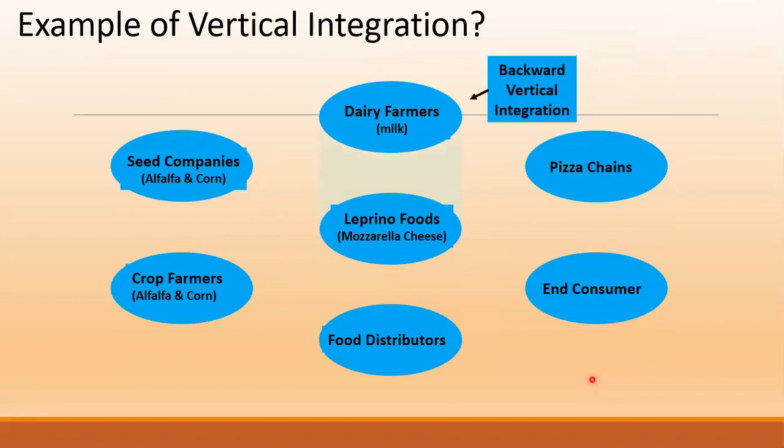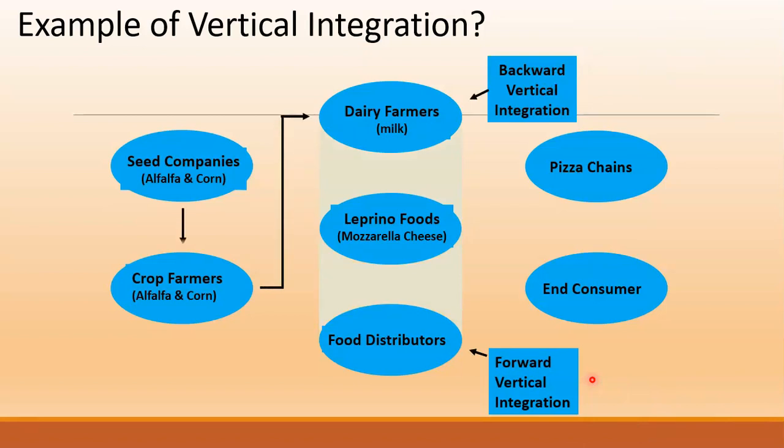So backward, as I was explaining before, if you're going backward to the dairy farmers, the crop farmers, the seed companies, that is the backward vertical integration. If Leprino Foods decides to become a food distributor, or deliver to the pizza chain, or deliver to the end customer, then that is forward vertical integration.